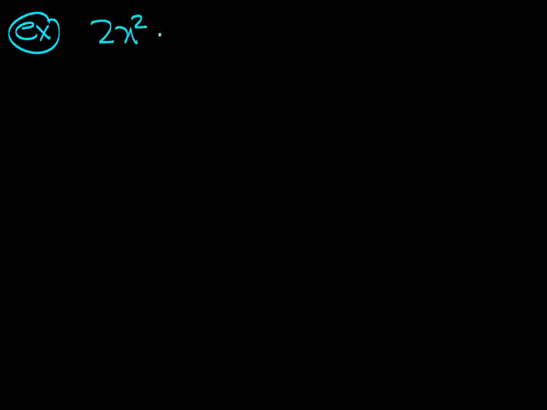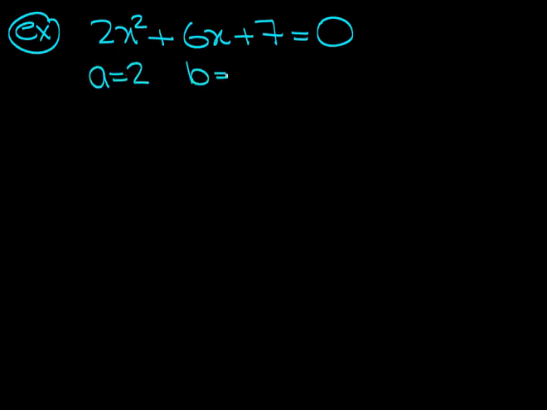We have 2x squared plus 6x plus 7 is equal to 0. We just did this example a minute ago using completing the square, so let's do the same problem using the quadratic equation. So a is equal to 2, b is equal to 6, c is equal to 7.